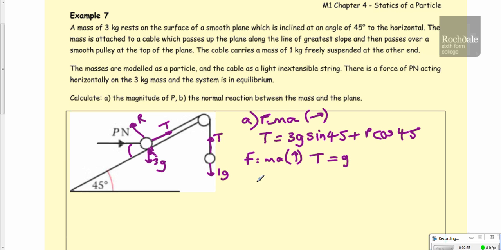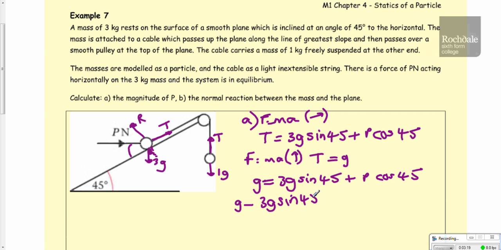So if we put that in there, g equals 3g sine 45 plus P cos 45. So if we rearrange that to make P the subject, it'll be g minus 3g sine 45, and then if we divide that through by cos 45, that'll leave us with P on the right hand side.